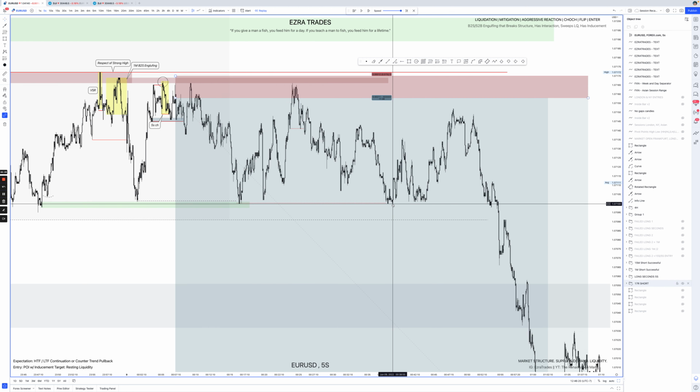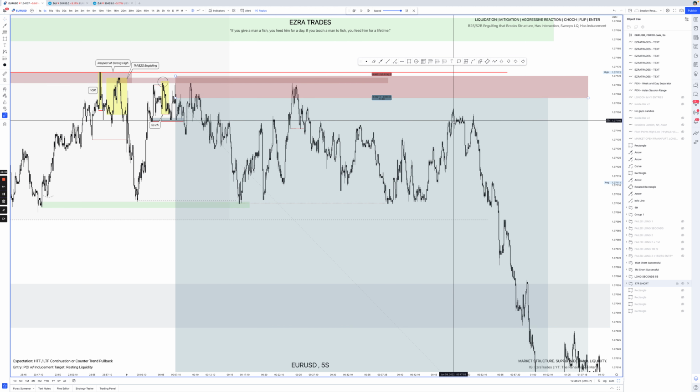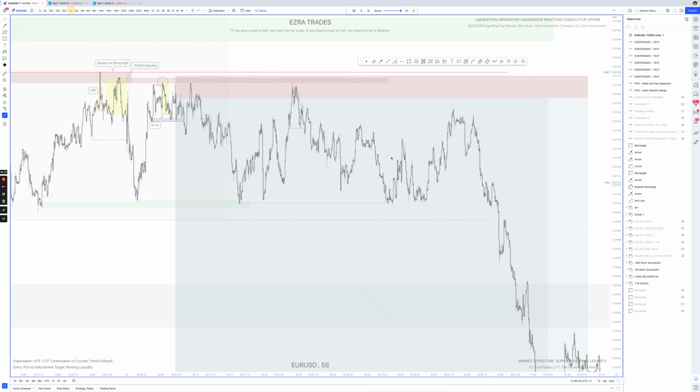We took out that weak low. As long as this doesn't take out this high, we're good. Price pulled back up, swept some internal liquidity, and then melted and sold off. So then what are we doing? We're watching this on the 1 minute time frame, and we're just trying to manage this trade.